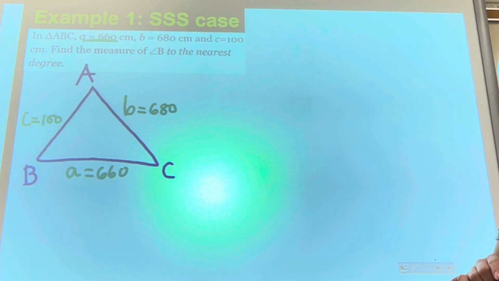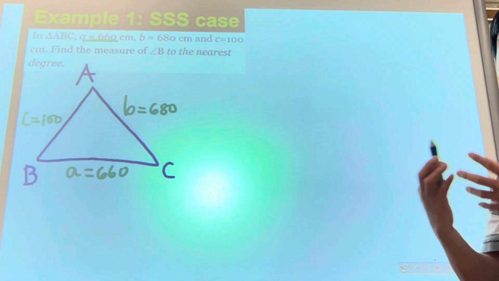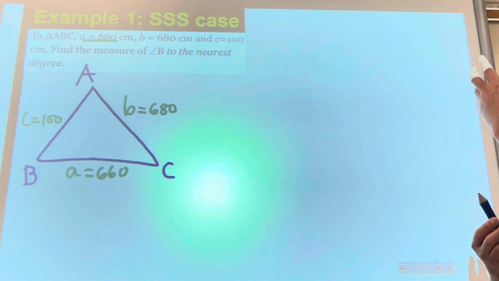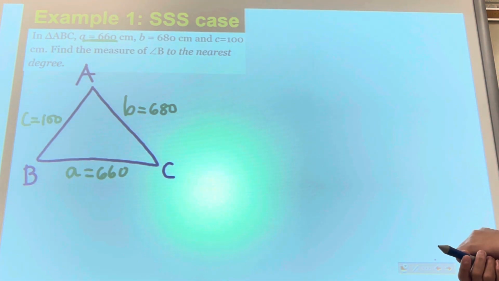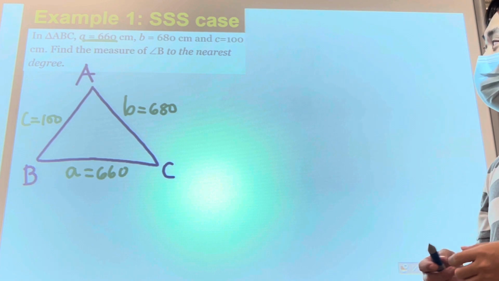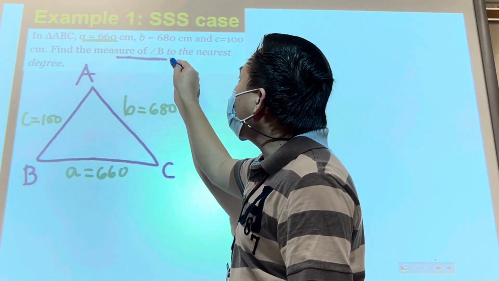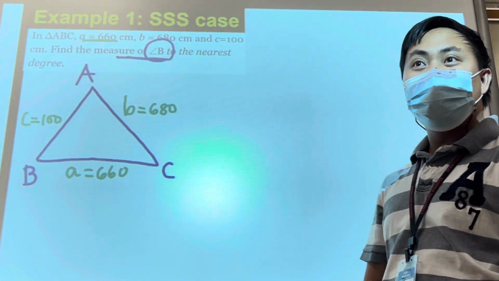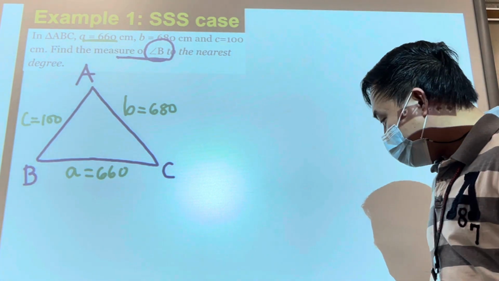Now, what will be your basis on making the equation, on which letter to use for the left side? Well, your basis will be the question. Because we're looking for the measure of angle B, we will use the equation for B.